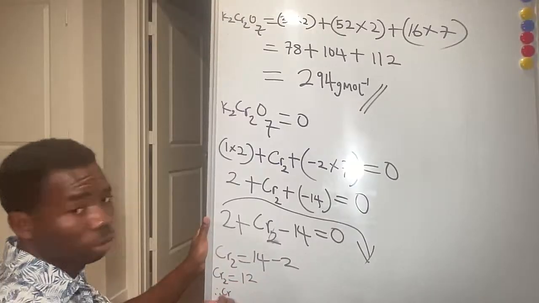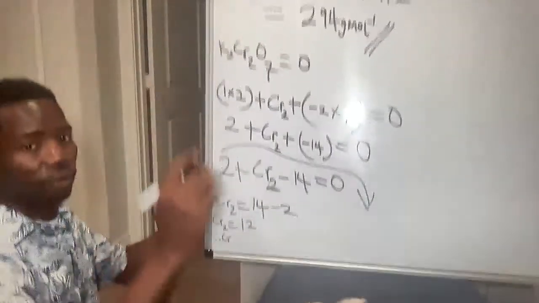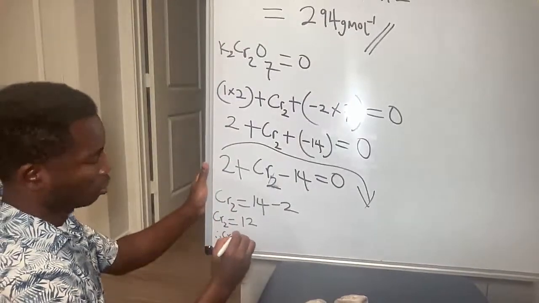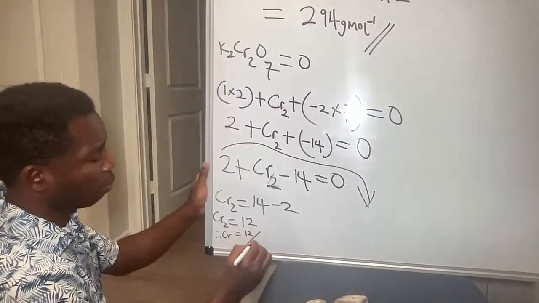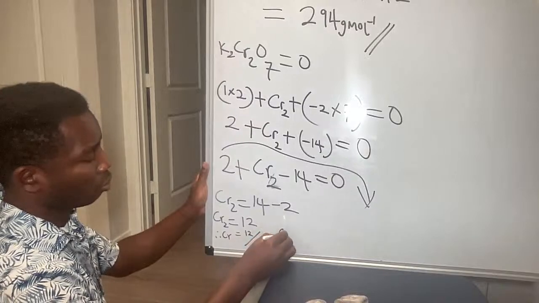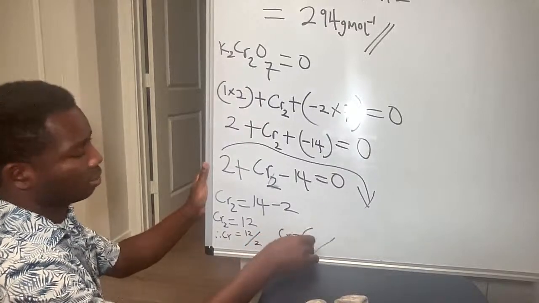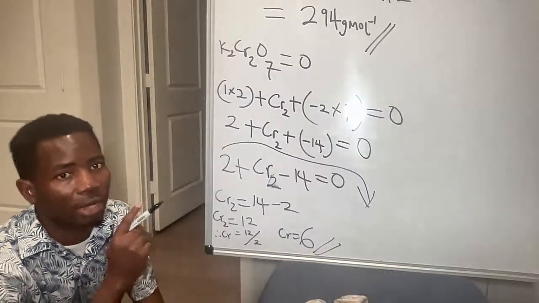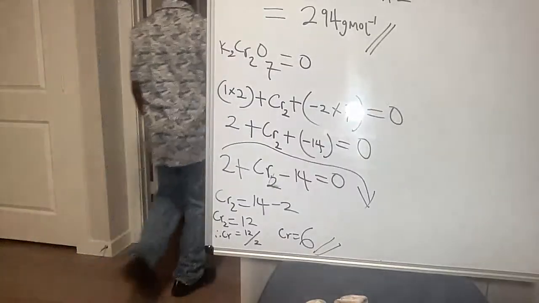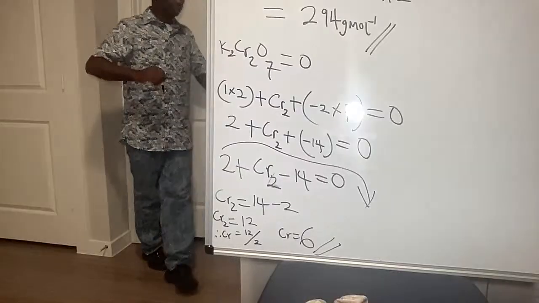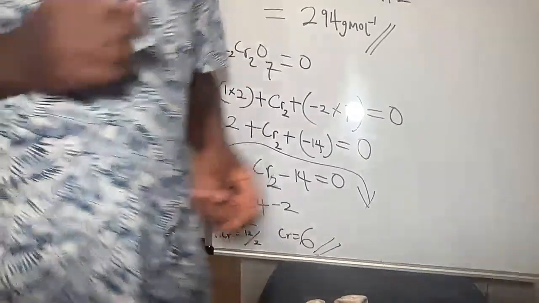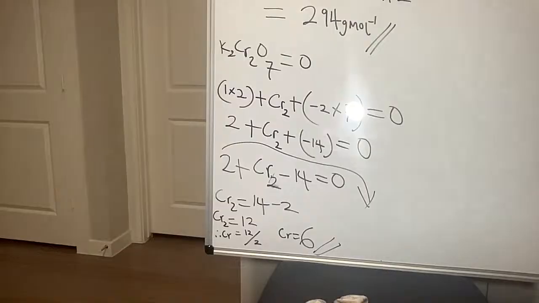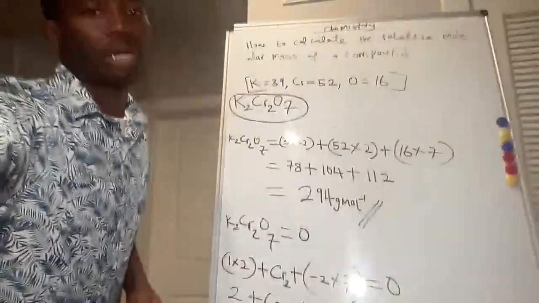So chromium is equal to 12. Therefore chromium is equal to 12 divided by what? 2. Chromium is equal to what? 6. That is why this compound is called potassium heptaoxodichromate(VI).